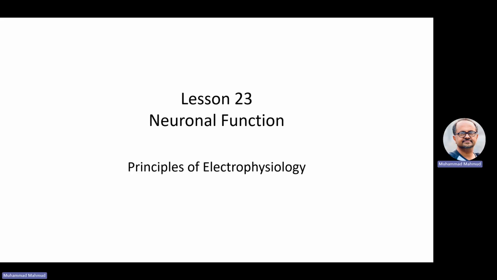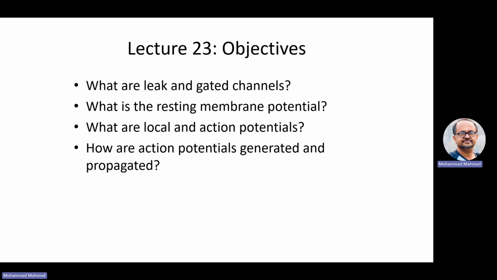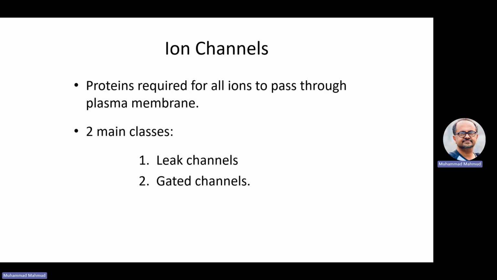Lesson 23, Neuronal Function. In this lesson, we are going to discuss the electrophysiology of nerve function, different types of channels, resting membrane potential, local and action potential, and how action potentials are generated and propagated. Now, starting with the ion channels.